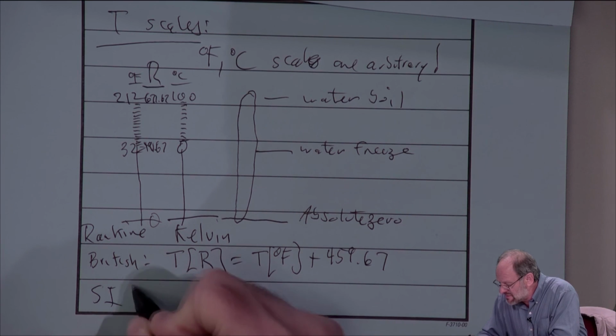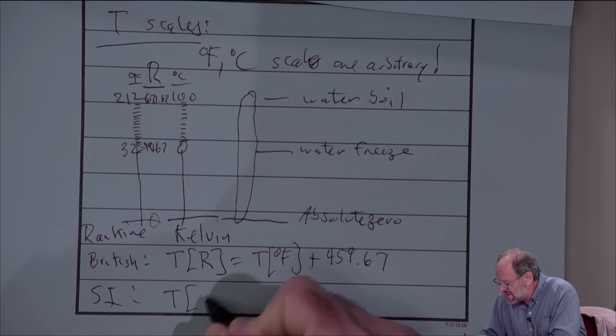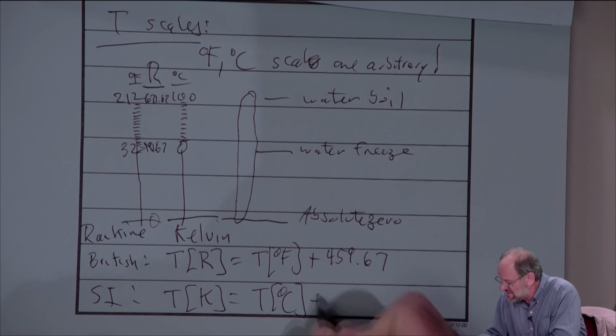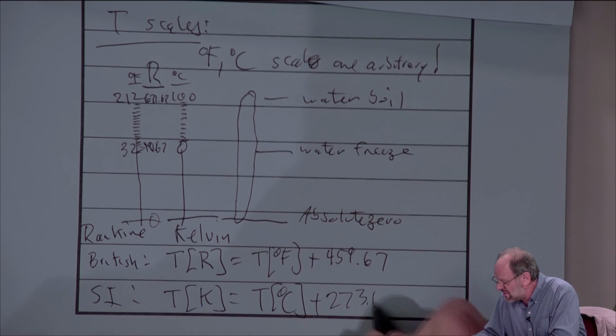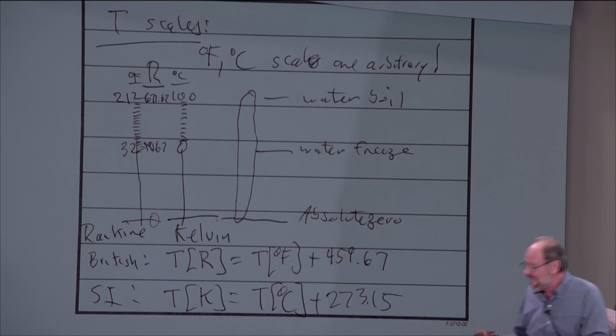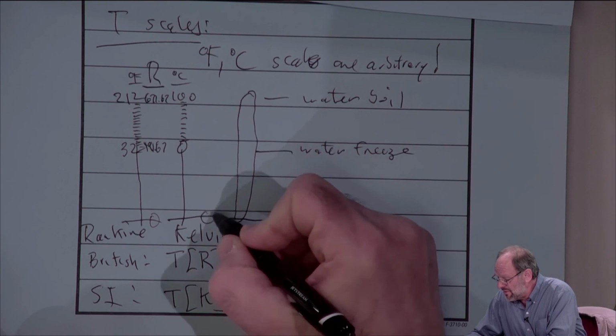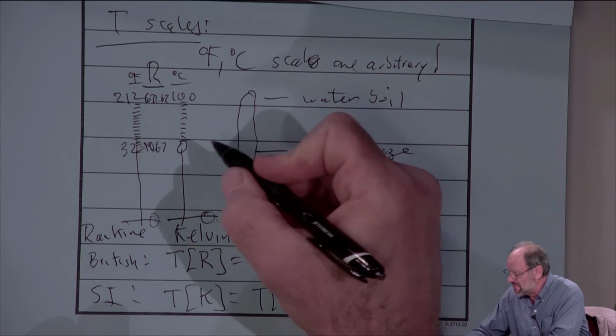In the SI system of units, it's a little bit different. The temperature in Kelvin is going to equal the temperature as measured in Celsius, plus 273.15. So over here, when we look at where water freezes, we're actually going to have to add 273.